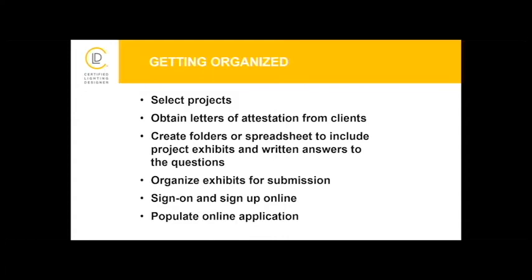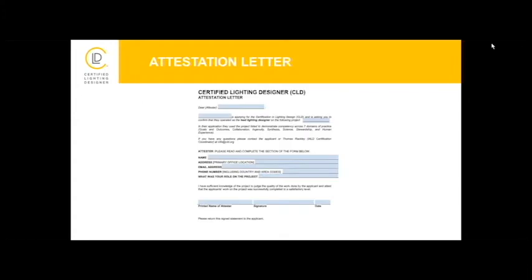The attestation is the PDF form that's available online. You can download it, and you fill it out as the lead designer. And you need to have your client or your team collaborator sign it. So it could be an architect, an interior designer, a landscape architect, a builder, a general contractor, someone that will attest that you were the lead lighting designer on the project. And you will need one form for each project submitted.